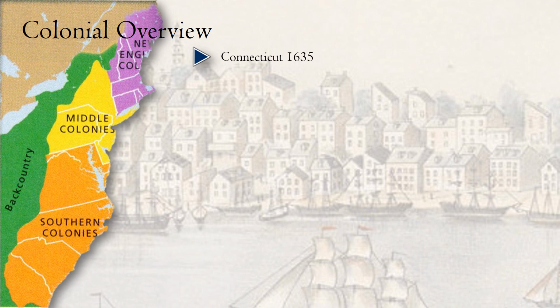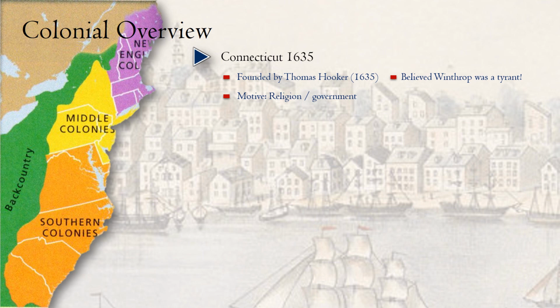So the next colony we want to look at is Connecticut, founded in 1635. This was founded by a guy named Thomas Hooker. Thomas Hooker left Massachusetts because he believed John Winthrop was a tyrant, an authoritarian ruler under whom true liberty could not flourish. So again, once again, as with the founders of Massachusetts, the motive is religion, but there's sort of a secondary move here, which is government.